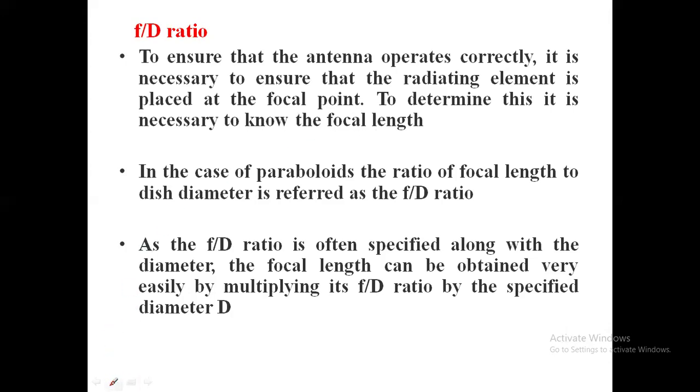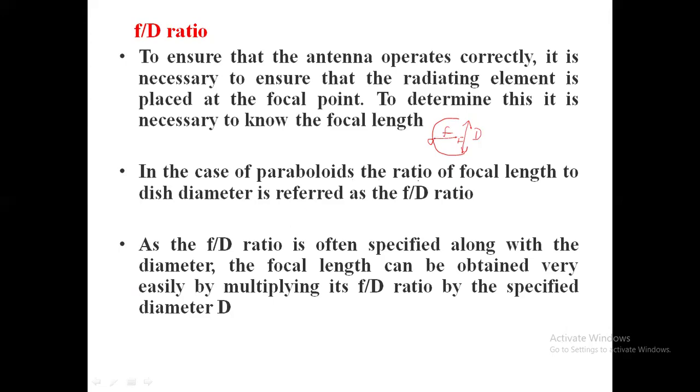So we know already what is focal length. See here, if you take the antenna element like this, and you place your feed element here, the distance from the vertex point to the focal point is called the focal length. And the width is called the diameter or aperture width. The ratio of these two things is nothing but the F by D ratio. To determine this focal length, we need some calculation. How to get that focal length or focal distance, we will discuss in this topic.